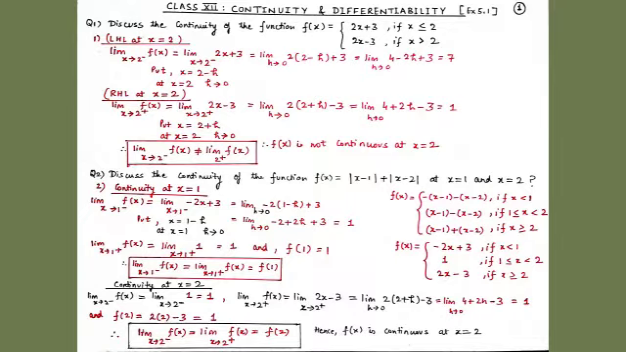Therefore, we get limit h tends to 0 of 2 into, in place of x, we write 2 minus h, and then plus 3. So we get limit h tends to 0 of 2 into 2, 4, and then 2 into minus h, we get minus 2h, and then plus 3. When we substitute the limit h tends to 0, we get 4 plus 3, which is equal to 7. Now we will check the right hand limit at x equals 2.